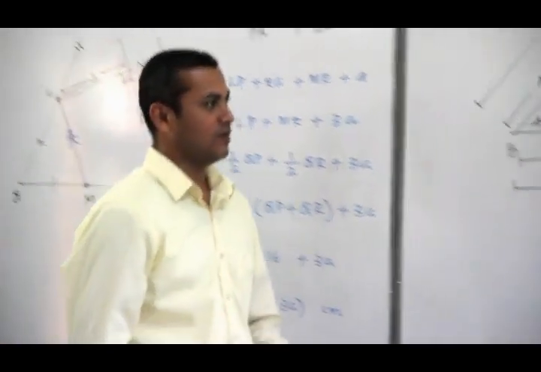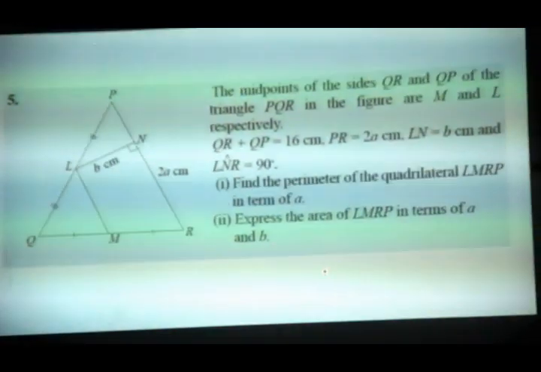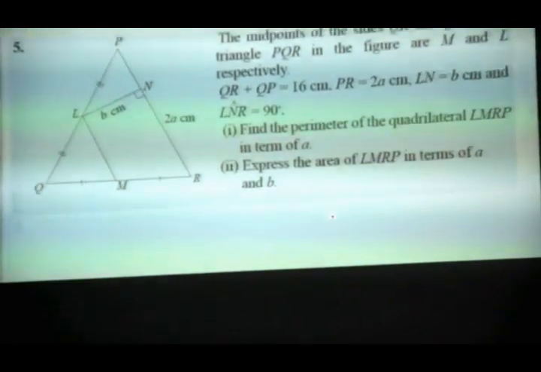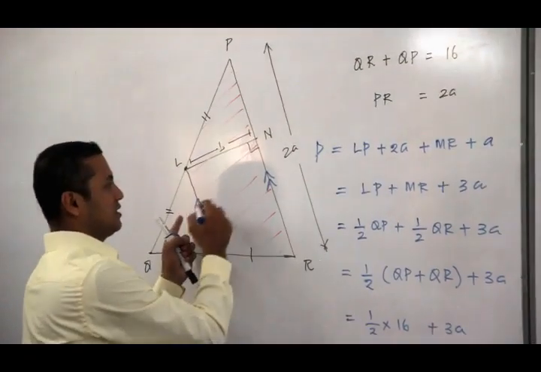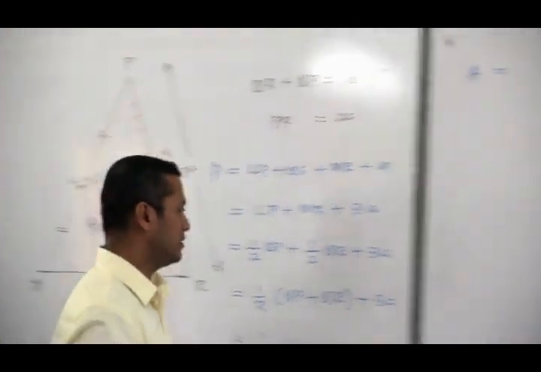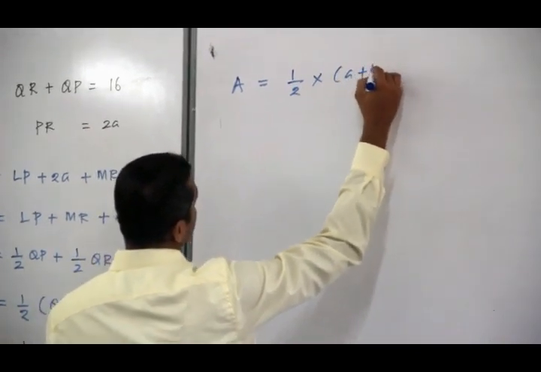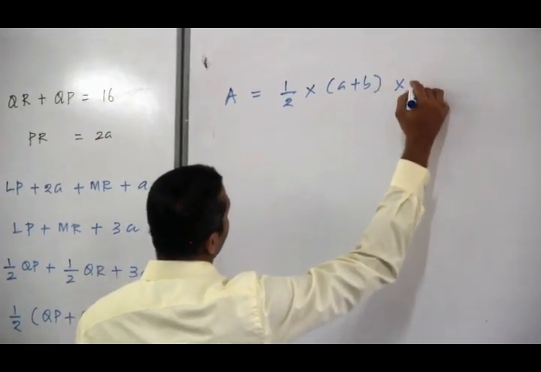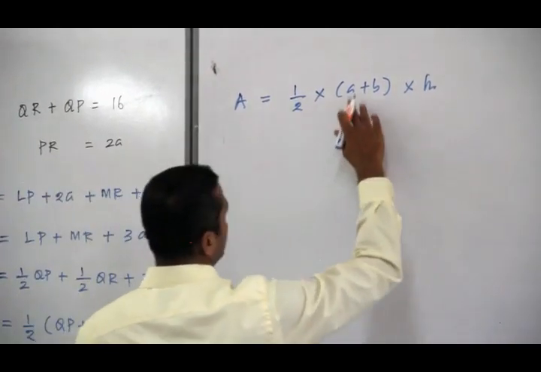Look at the second part now. The question is to find what? Express the area of that particular quadrilateral in terms of A and B. Okay. Look at area. I already told you this is parallel to this according to midpoint theorem. Then this is going to be a trapezium. What is the equation for the area of a trapezium? Half into sum of parallel lines into perpendicular height.